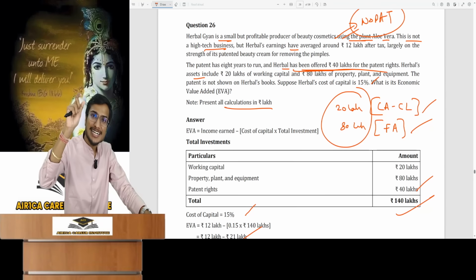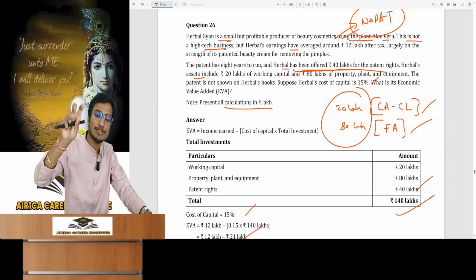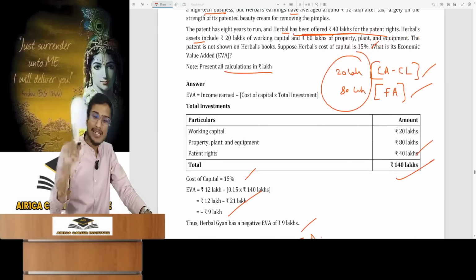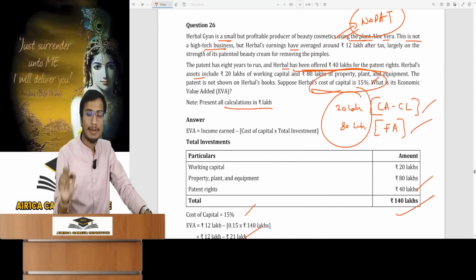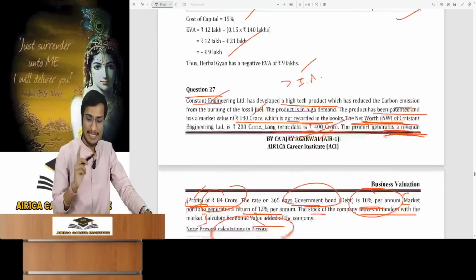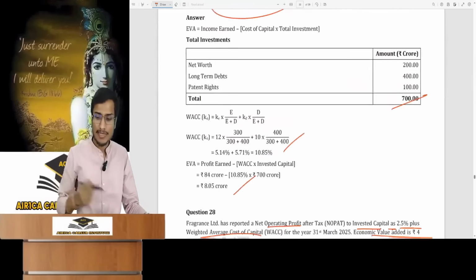Remember, for the weight of E, its value must include equity share capital plus reserve and surplus, and the intangible assets which are not in the books. Remember that there. Here the cost of capital is provided, and if it wasn't, you would make that adjustment. Similarly, the next question is of the same type.